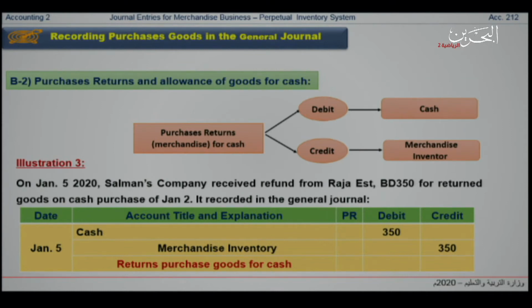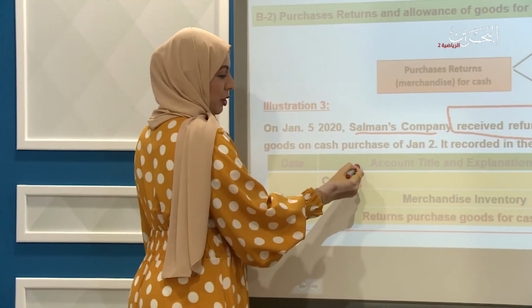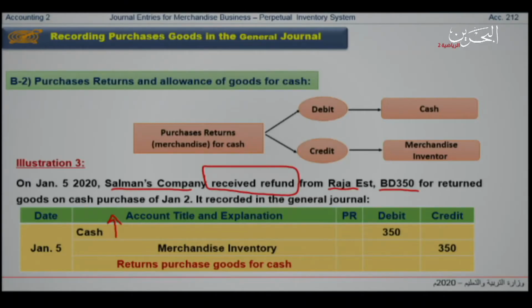Moving to the purchase return and allowance for goods for cash. In our example, also Salman Company received a refund from Raja. The amount of this refund is 350 BD. How can I write this transaction? If I received the money from Raja, the cash in my company will increase, and it will increase by 350 on the debit side.